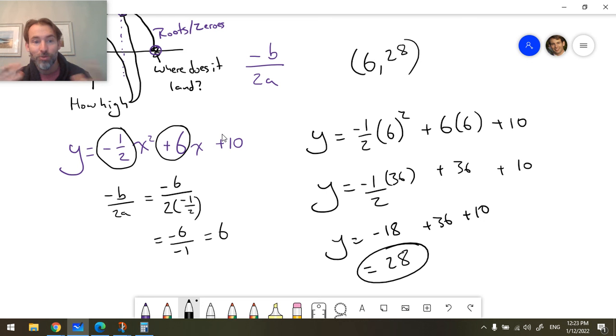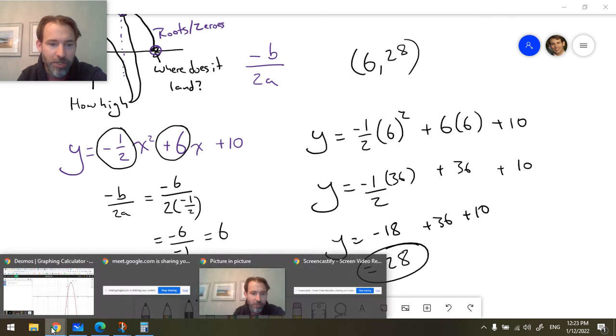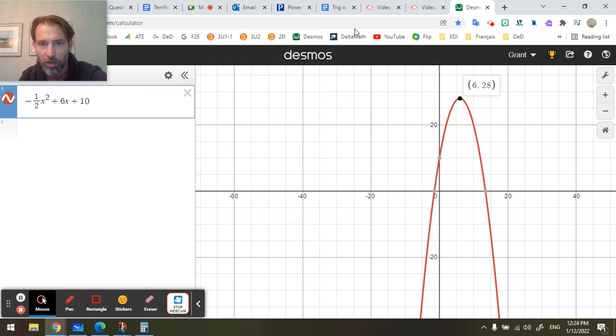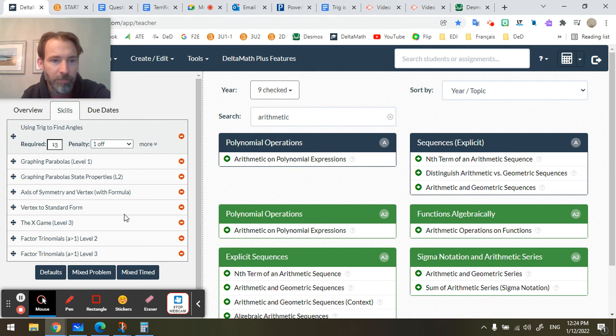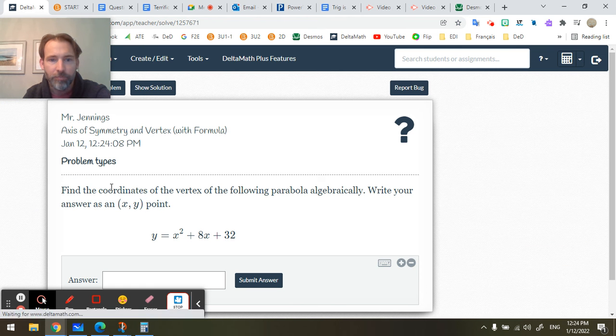Okay, so that's how you use negative b over 2a to find a vertex. If you thought that was easier than completing a square, you're probably not alone. I agree. I think it's easier than completing the square, but you do want to learn how to complete the square, and we're covering that tomorrow. Okay, so let's take a look at that.